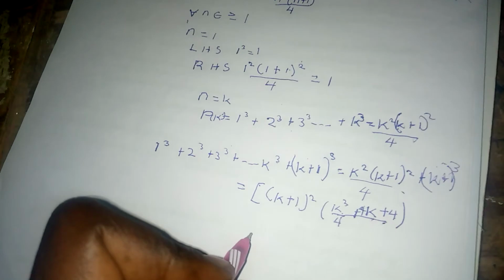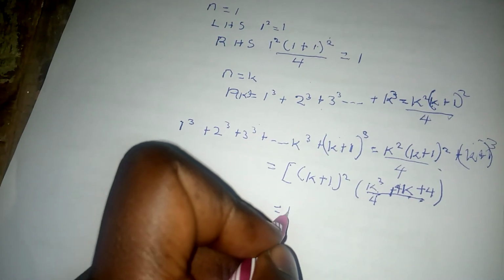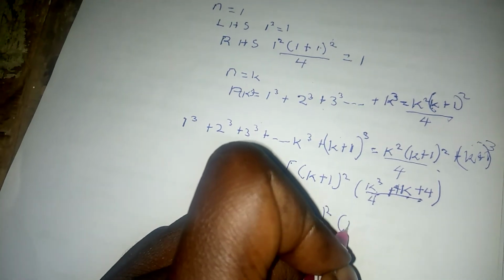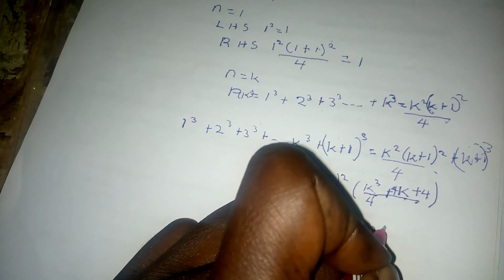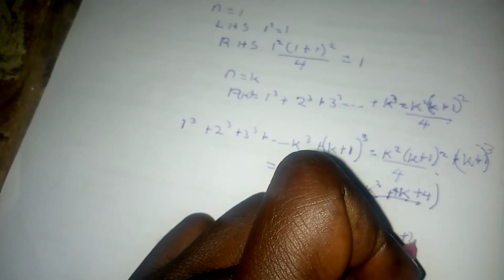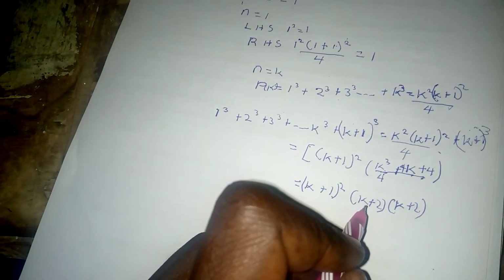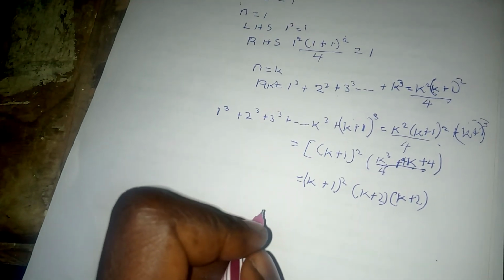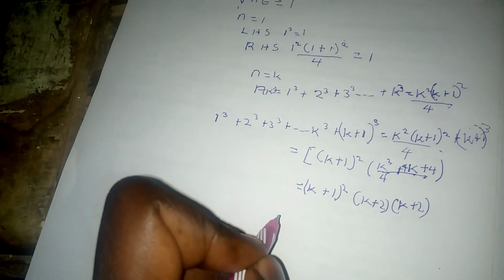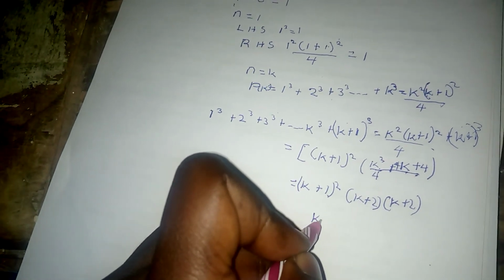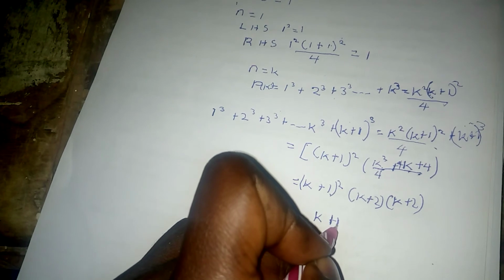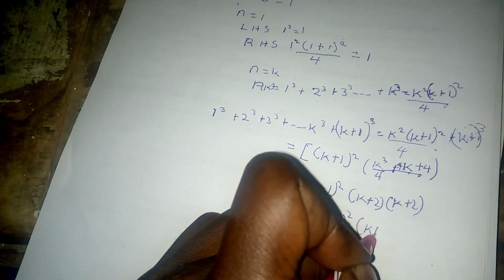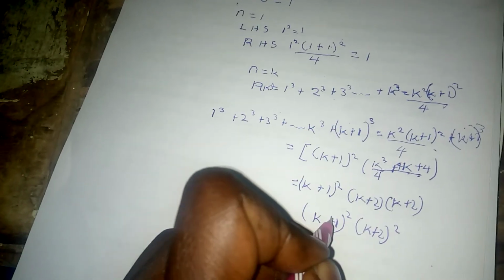Therefore, as we continue, we know very well that this is same as (k plus 1) squared into (k plus 2) squared. As we continue with this one, you realize that our final answer will be (k plus 1) squared into (k plus 2) squared over 4.